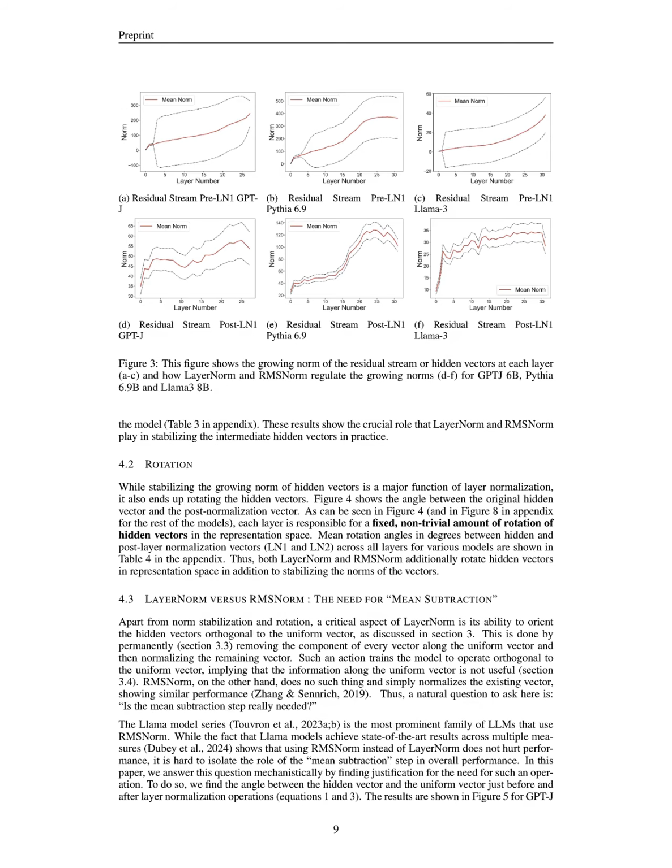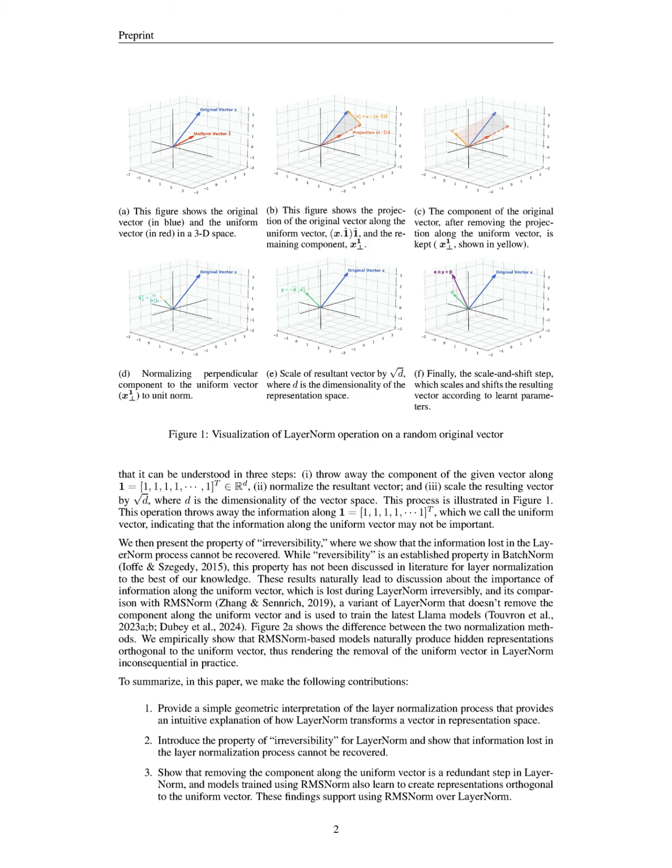For the same vector, x, RMSNorm would simply scale it by its norm, preserving its original structure while still ensuring stability in the representation space. This comparison highlights that while LayerNorm may lead to loss of information along the uniform vector, RMSNorm maintains this information, allowing models like Llama to produce representations orthogonal to the uniform vector.